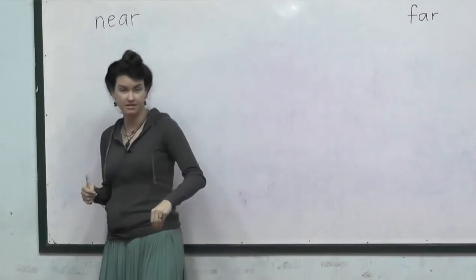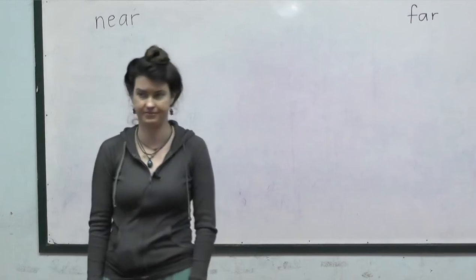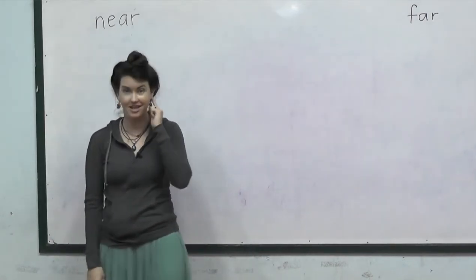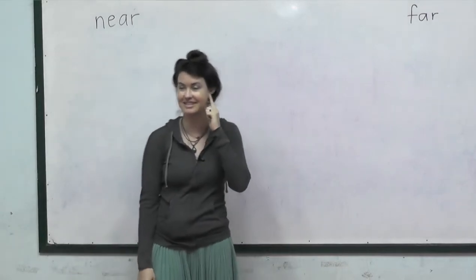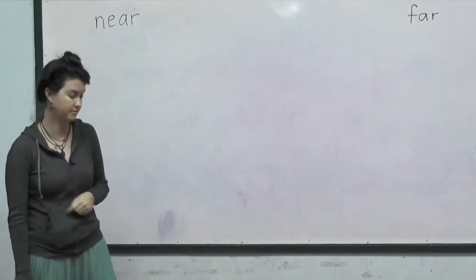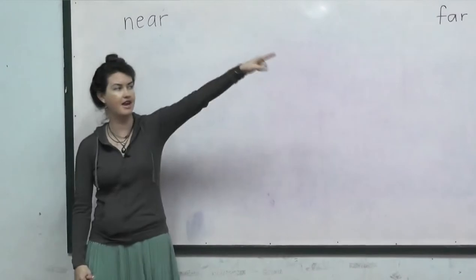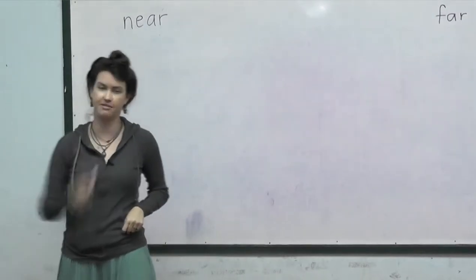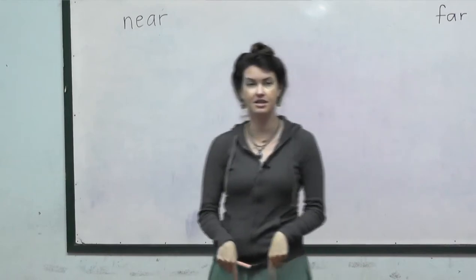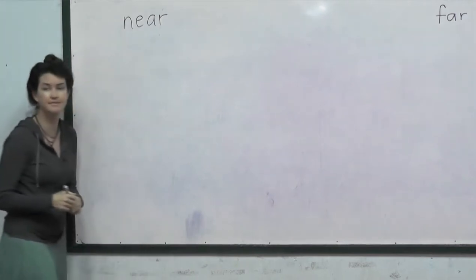We have near and far. What about here? We can hear with our ear. That's one here. Good. We're going to talk about a different kind of here. Here. There. Here is also very close to us.